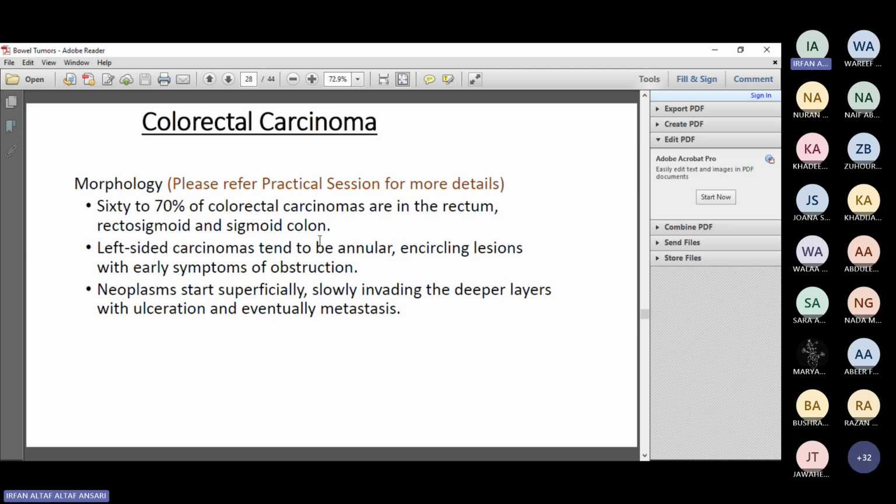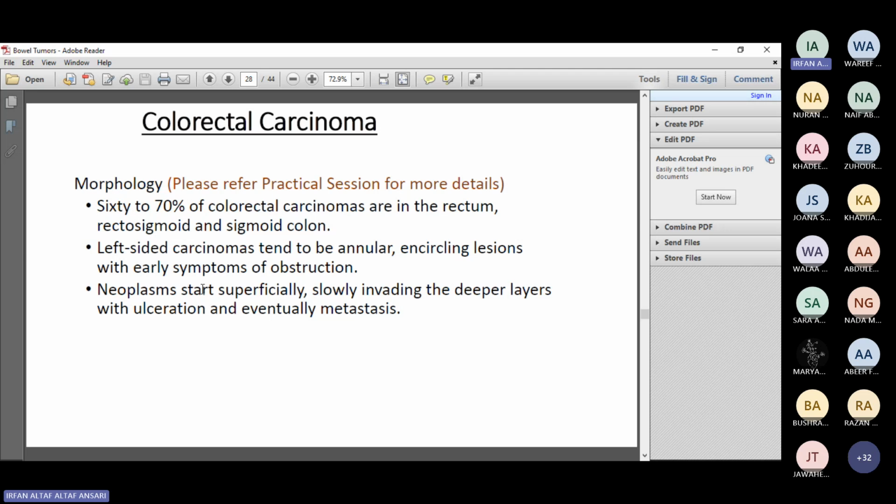Left-sided carcinoma tends to be annular. Annular means it is an encircling lesion involving the entire lumen in ring form, and that is seen on the left side. Why the left side? Same reason, because the stool is more solidified. And there are symptoms of obstruction, because this annular region will constrict and narrow the lumen of the bowel. So there is obstruction.